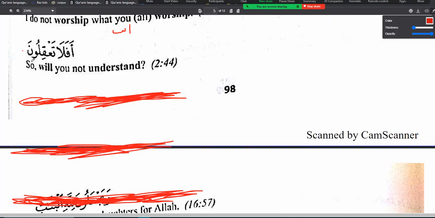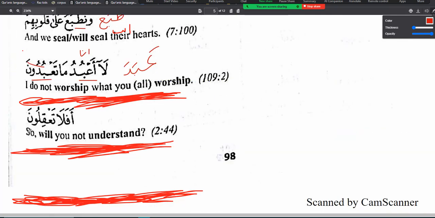Afala taqilun. Here the alif is a question word. Okay, very good. Aqala. Aqala is the madi, past. Very good. And taqilun is the mudari. And antum is the pronoun. MashaAllah. Can you try to translate now?